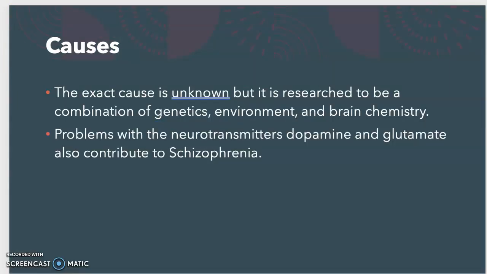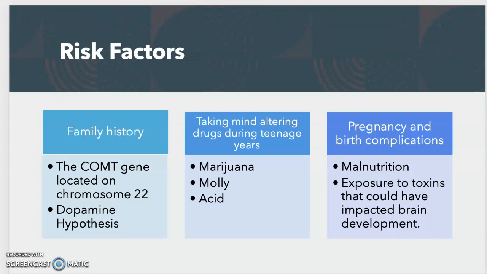Causes. The exact cause is unknown, but it is researched to be a combination of genetics, environment, and brain chemistry. Problems with neurotransmitters such as dopamine and glutamate also contribute to schizophrenia. Because there's no specific cause, there are risk factors. The first risk factor is family history. The COMT gene, located on chromosome 22, has been linked to schizophrenia. Then there's the dopamine hypothesis, which says the hyperactivity of dopamine can lead to schizophrenia later in life.